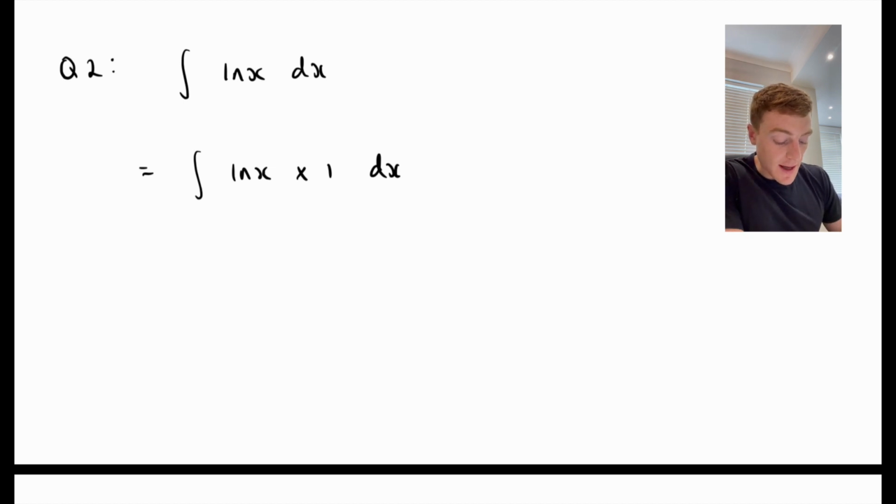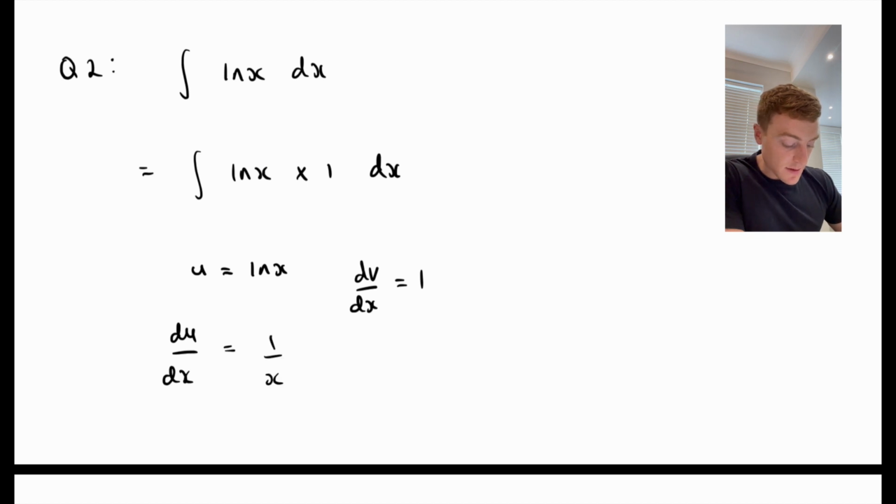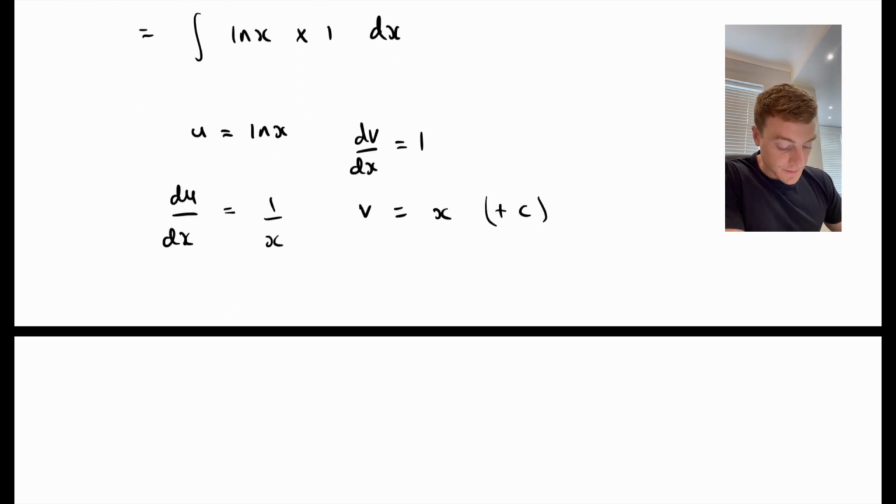Now using LIATE, I know that logs come first. So my u is going to equal ln x. My other term is going to be dv by dx. That's just going to be 1. We know du by dx is equal to 1 over x. Integrating dv by dx, we get x, and then technically that integration constant.